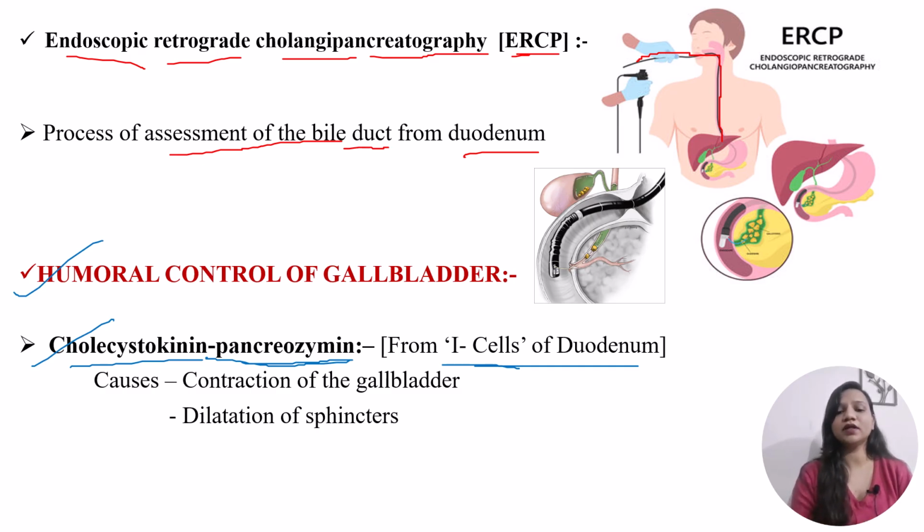So when there is contraction of the gallbladder, the bile is released from the gallbladder and it passes through the bile duct and the sphincter, and then reaches the duodenum to digest the fat present in it. It causes contraction of the gallbladder and also dilatation of the sphincter so that the bile can flow from the gallbladder into the duodenum to digest the fat present in it. Okay, moving on.